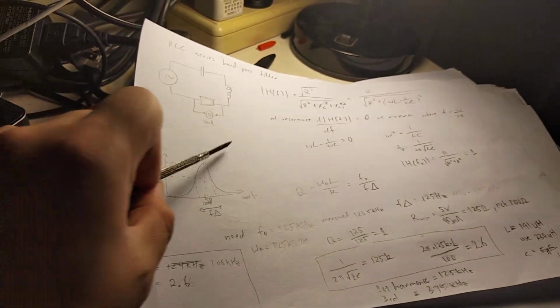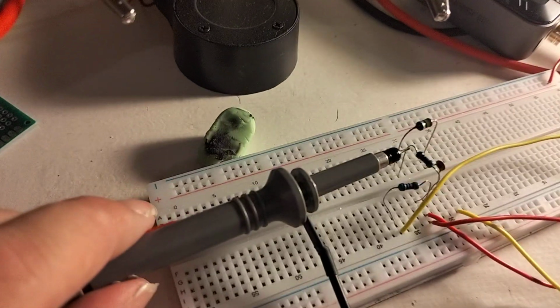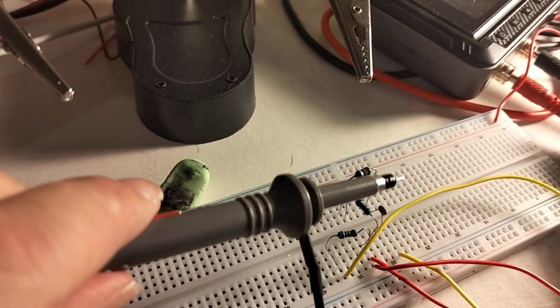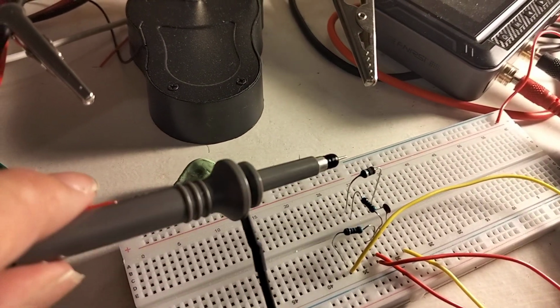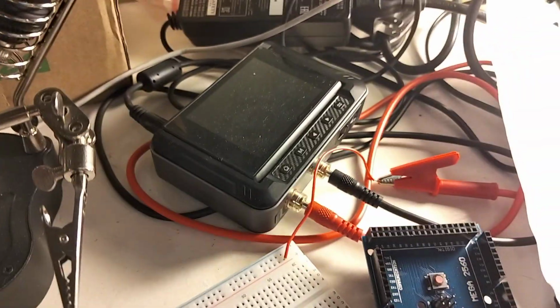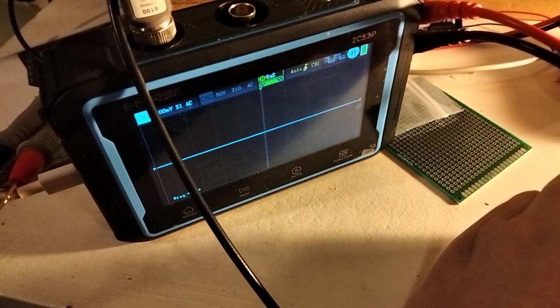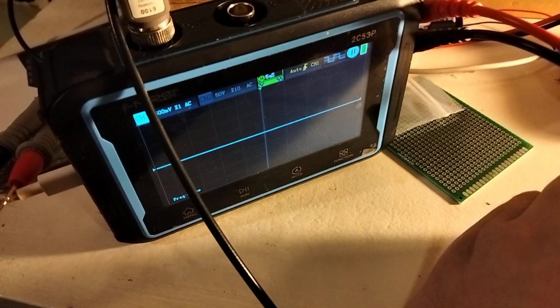And the results are pretty decent. As you can see, this is my capacitor over here and my inductor over here. And if I take the voltage across the resistor, just put it there, you can see that the sine wave looks pretty good. Yeah, there you go. Cool.